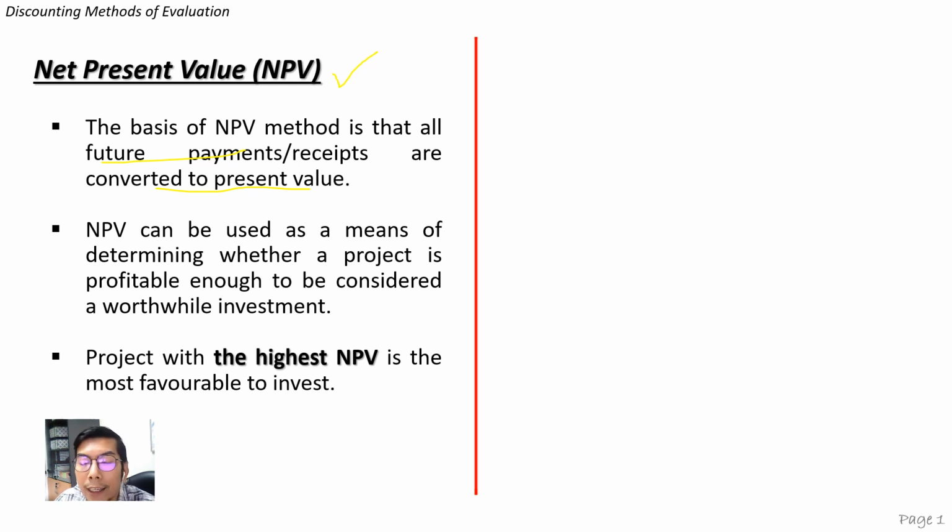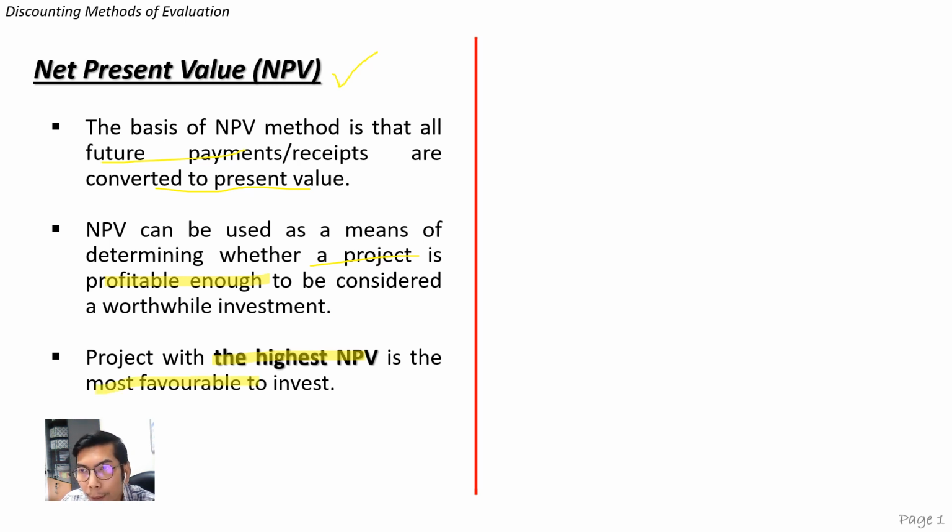From that 1 million, you're going to convert it to present value. Okay, nilai di hari ini. Okay, berapa nilai 1 juta tu pada hari ini. So that's what we call NPV. We are converting from future value to current value, to present value. It is used to determine whether a project is profitable enough to be considered a worthwhile investment. So we're going to investigate and evaluate the options that we have. The project with the highest NPV is the most favorable to invest in.